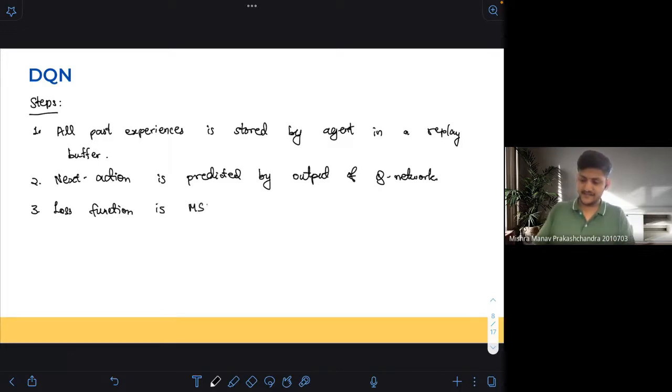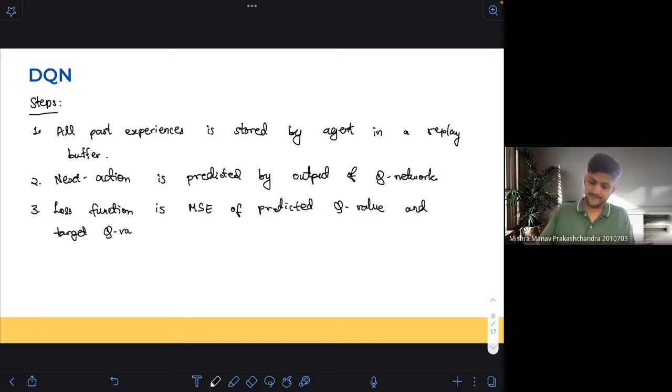is basically the MSE of the predicted Q value and the target Q value, right? So MSE is your mean squared error, okay? MSE stands for mean squared error. So the loss function is basically the mean squared error of the predicted Q value that you have and the target Q value. Again, we'll look closer into what the predicted Q network is and what a target Q network is.